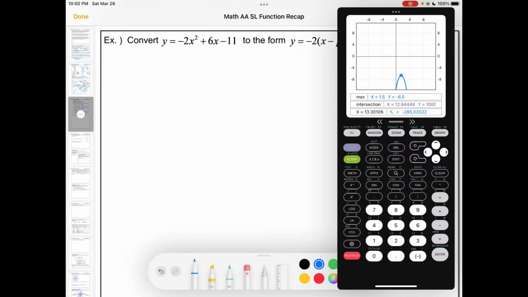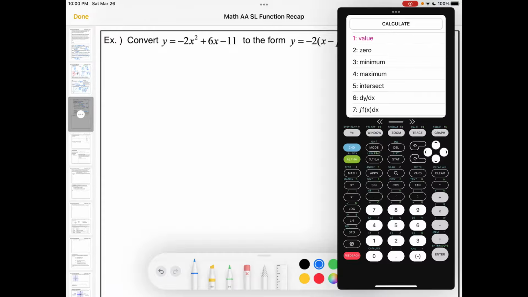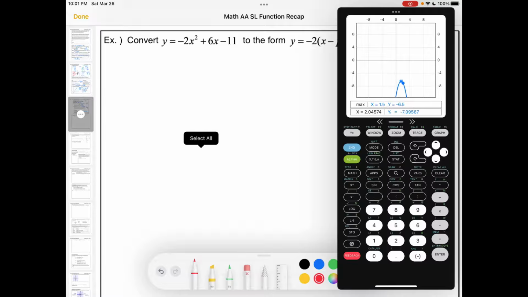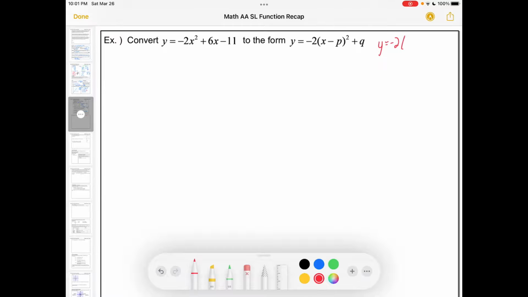I can find the vertex by going second calc max. And I have to give it a left bound and a right bound. This may be a little bit different on your GDC. It tells me that the max is at 1.5, 6.5. So I actually know from that that the answer is going to be y equals negative 2 and the coordinates of the vertex, 1.5, 6.5.